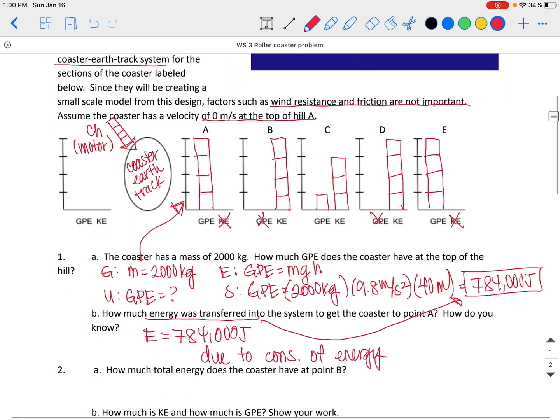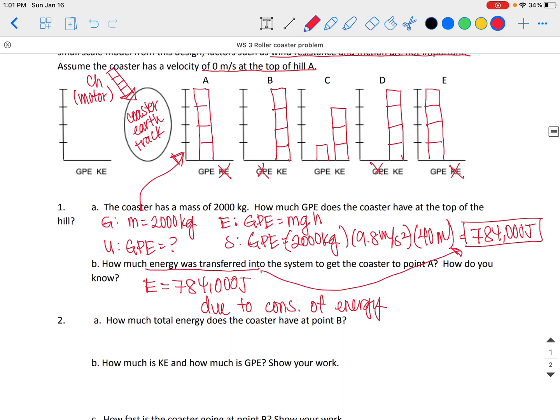How much total energy does the coaster have at point B? Again, that's going to be conservation of energy. If I have 4 blocks at A, I'm going to have 4 blocks at B. So it's also going to be 784,000 joules.